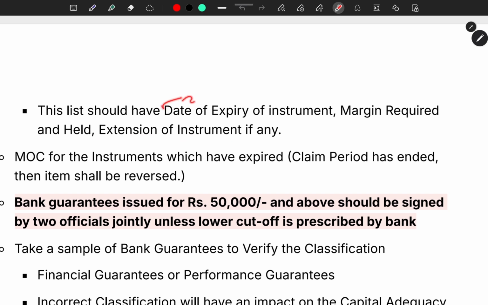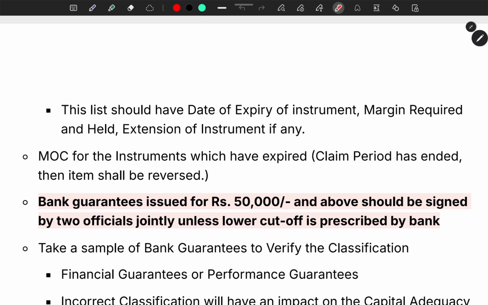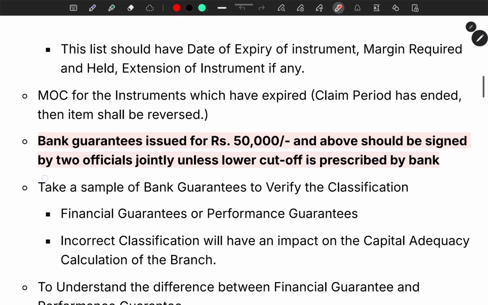What do you mean by date of expiry? These instruments usually have a date of expiry according to the contract drawn up. So what the auditor needs to do at the first instance is identify instruments which have expired. What do you mean by expired? The claim period has ended and thus the item should be reversed. What the branches do is they keep these expired items off balance sheet without any problem, and what it does is boost the asset and liability side totals, making the branch look larger in size. Meanwhile, it's not. So that's a kind of distortion, and you should issue an MOC for that.